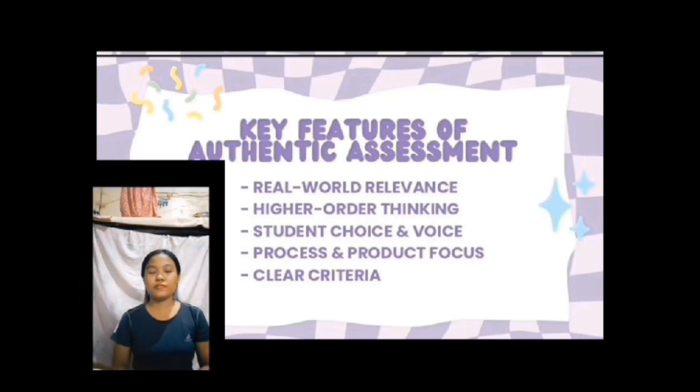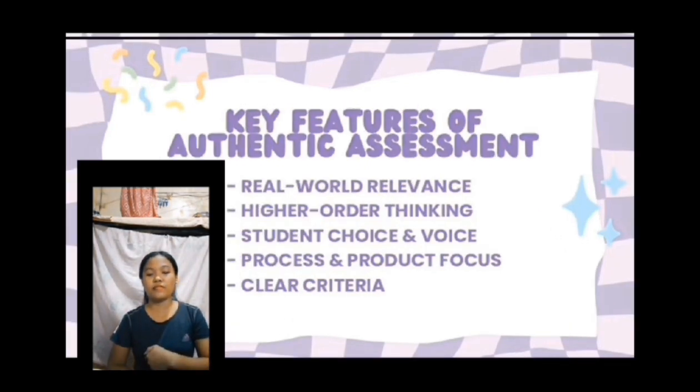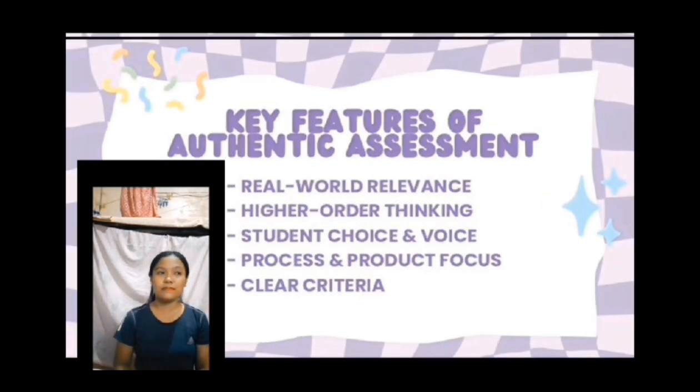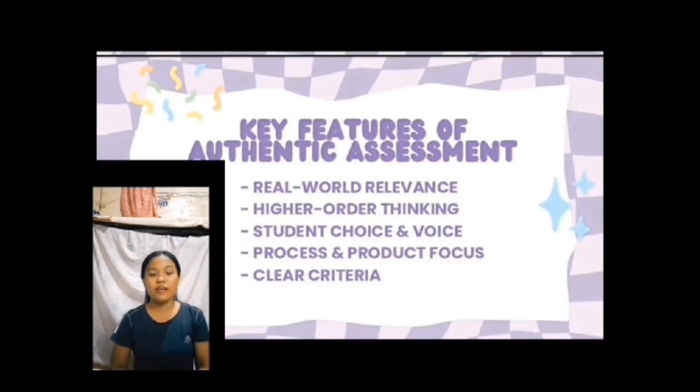The third feature of authentic assessment is students' choice and voice. In students' choice and voice, students get a say in what or how they do the task. For example, if the topic is an environmental issue, they could choose to make a video presentation, a plastic waste project or activity, or write a poem about deforestation.